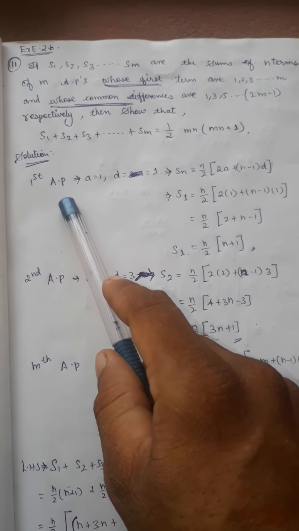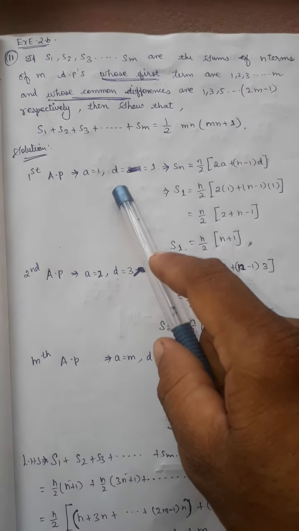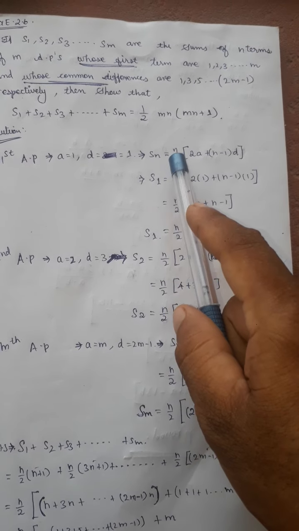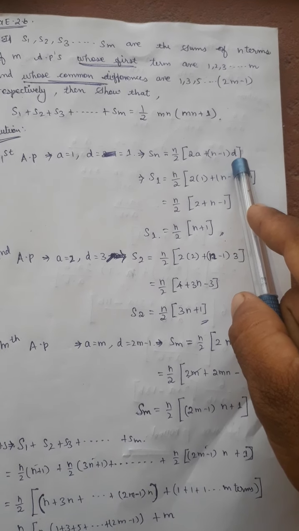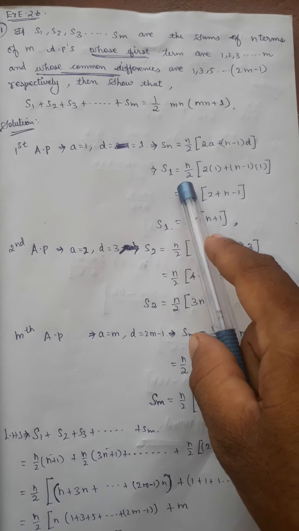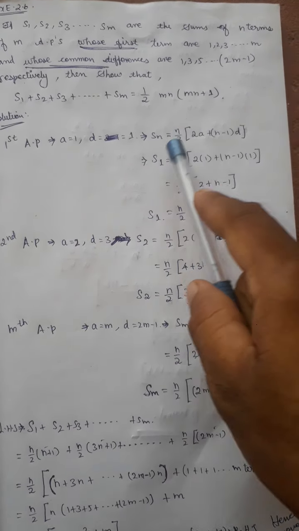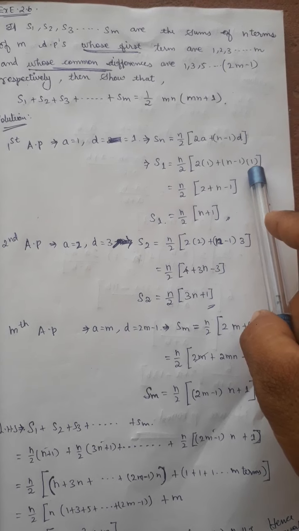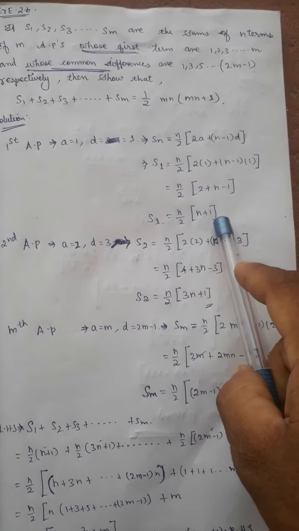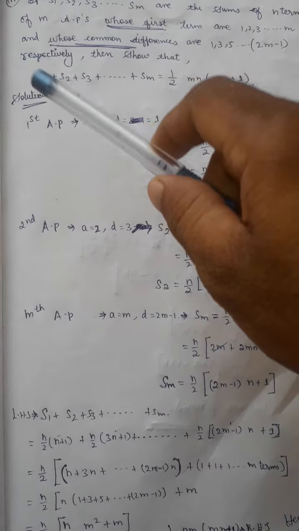So the first arithmetic progression: a value 1 is taken from the first term, a equal to 1, and d equal to 1 from the common difference. So substituting in the Sn formula, n by 2 into 2a plus n minus 1 into d. So S1, because this is the first AP, equals n by 2 into 2, a value is 1, plus n minus 1, d value is 1. Multiplied by 1, we get n minus 1 only. So 2 minus 1, n plus 1. So the S1 value is n by 2 into n plus 1.